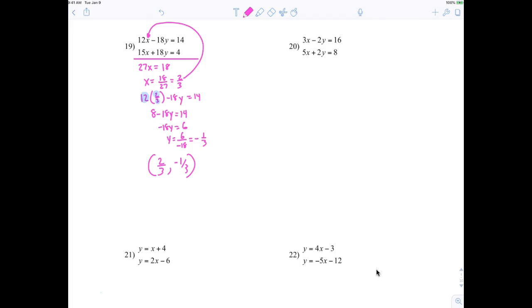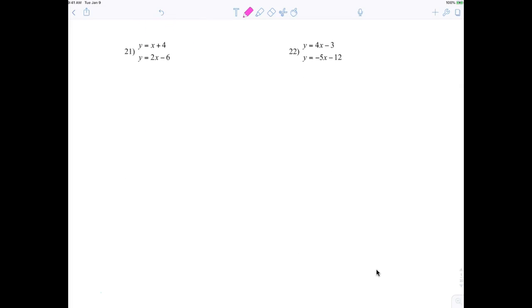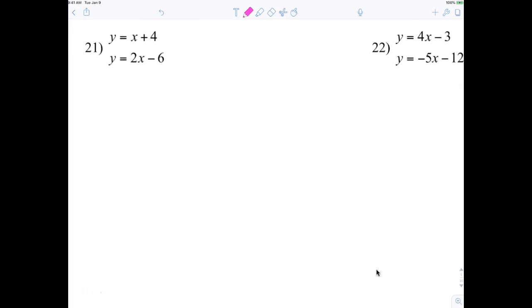Now everybody's going to be able to tell me how to do 21. We're going to graph it real quick. Patrick, how do I graph the first one? What do I do? Up 4, then up 1 to the right 1. What's next? Then you graph down 6. And then? Up 2 over 1. Beautiful. I feel good about that.